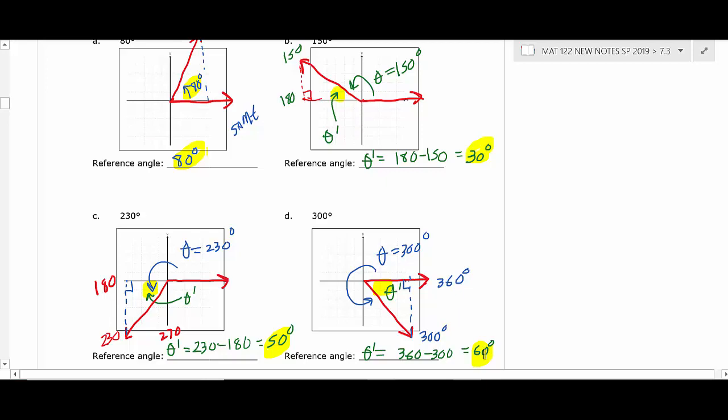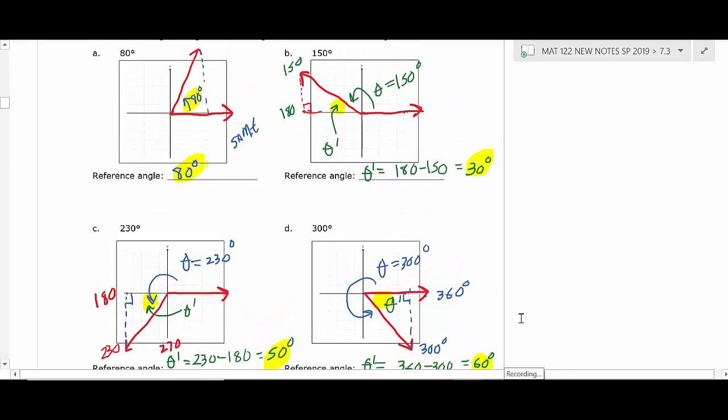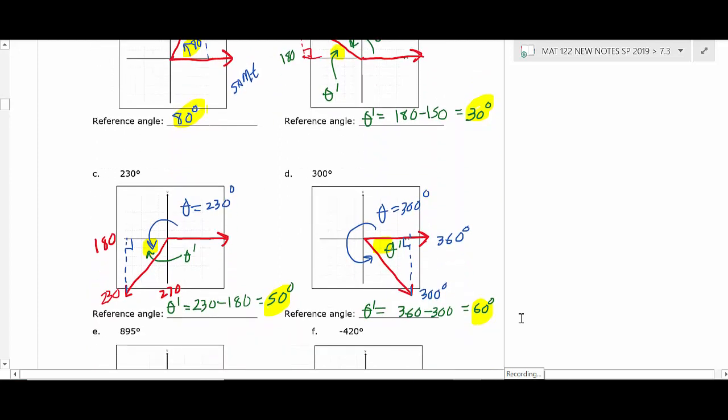Now, a lot of times students will ask me, can you just give me a formula? Well, I can, but you're going to forget the formula. You want to memorize as little as possible, and you want to understand and be able to figure things out. So if you're in quadrant 1, the original angle is equal to the reference angle. If you're in quadrant 2, then the reference angle is just 180 minus the angle I gave you.